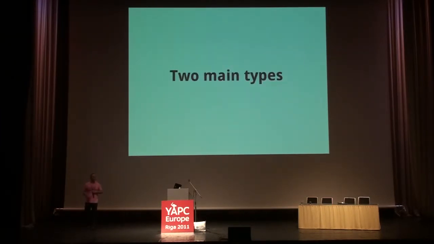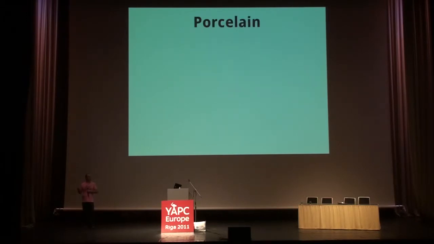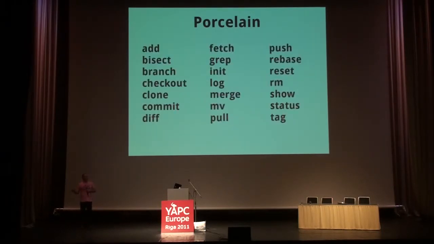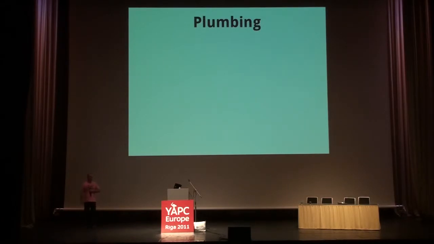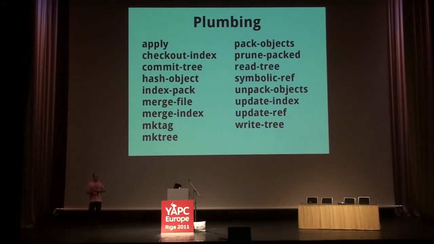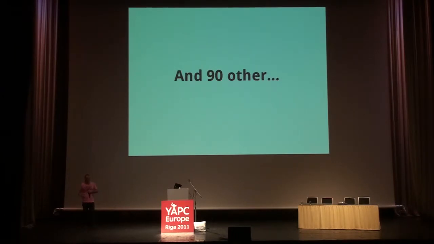But there are two main types of commands. One of them is the Porcelain, which are high-level, user-facing, and there are 21 of them, which are those you probably use in your daily use. And the other type of commands is the plumbing. They are low-level, they are repository-facing, and they are meant to talk to other programs. So their output is guaranteed not to change, which is very nice. And this is some of the interesting ones, and there are 90 others.